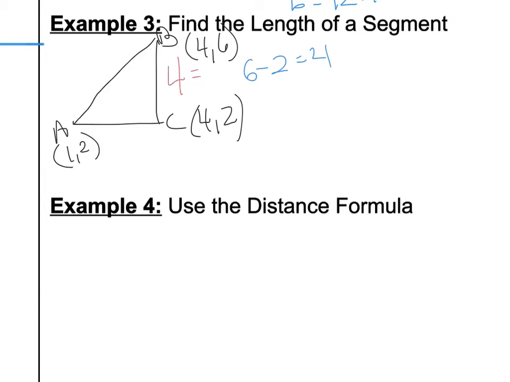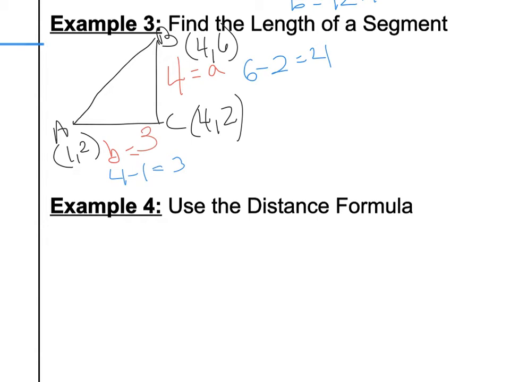Maybe we'll call it the A leg. And the B leg over here is going to come from subtracting the x values. Since we're going across, that's why we use the x's. We use the y's here because we're going up and down. So my x values are simply going to be 4 minus 1, which equals 3. So the length of B is 3.